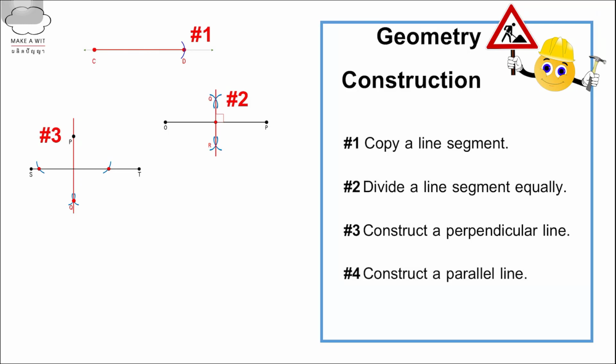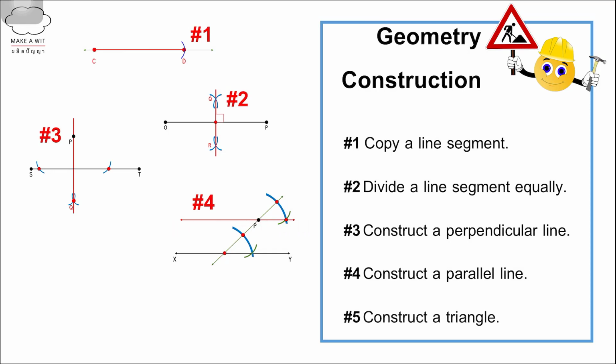Alright, number 4, construct a parallel line. So you will start from point P. You need to find a parallel line through point P here. You start from one line that cuts line XY from point P, and from that use the same radius to make the same curve over here too. Then copy the size of the angle by using the compass and adjusting it to the size, same on top. Then you will find the intersecting point, and from that you will line up with point P to find a parallel line. Number 5, construct a triangle.